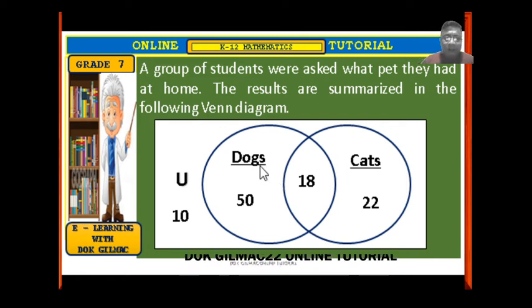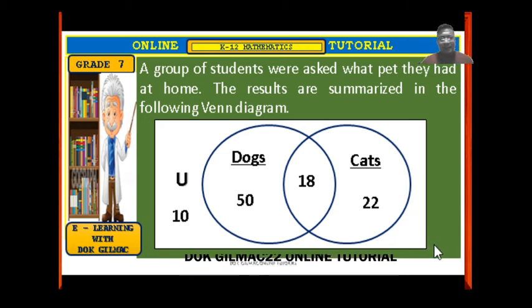How many students have dogs only as their pet? There are 50 students. How many students have cats only at their home? There are 22 students. Now, how many do not have any pets at all? There are 10. So that's how to read this Venn diagram. How many students all in all have dogs at their home? 50 plus 18, 68. How many students have cats at their home all in all? 22 plus 18, that's 40. So that's how to read the Venn diagram.